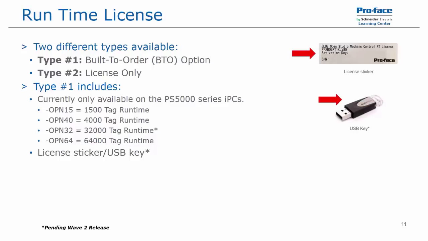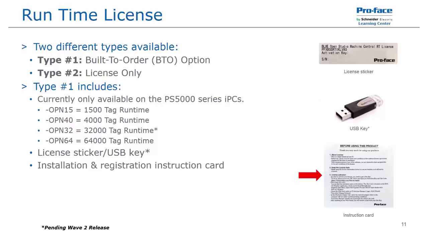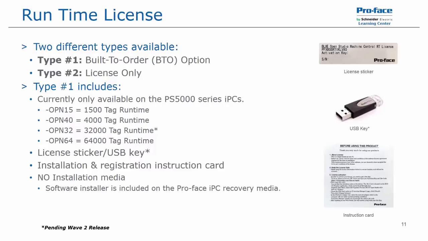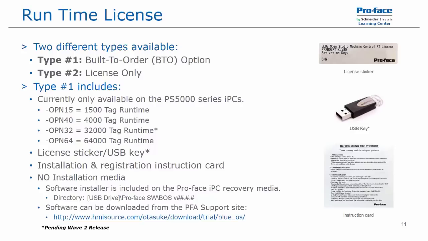Then it also includes the license sticker. It could include the USB key once those become available as well, and then an installation and registration instruction card. It does not come with any installation media. However, the software is included on the ProFace Industrial PC Recovery Media, located in the ProFace software directory. However, if you need a newer version or you lost the recovery media, you can simply download the software from our support site.